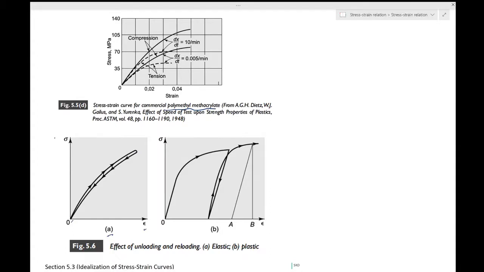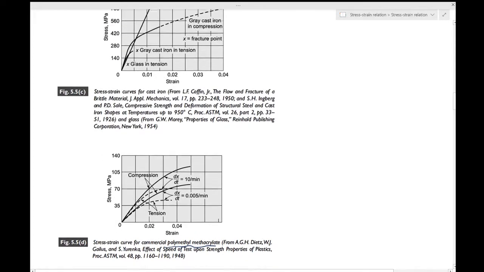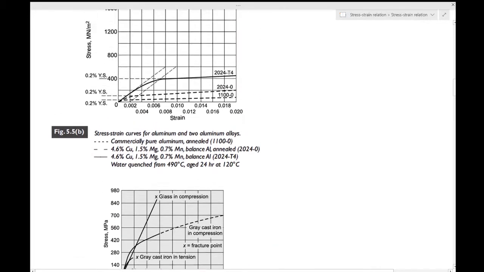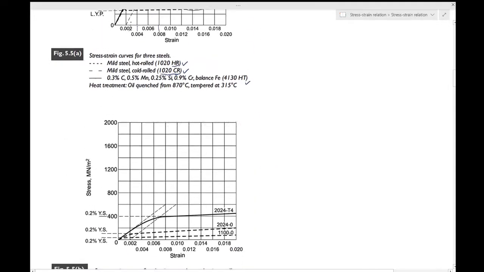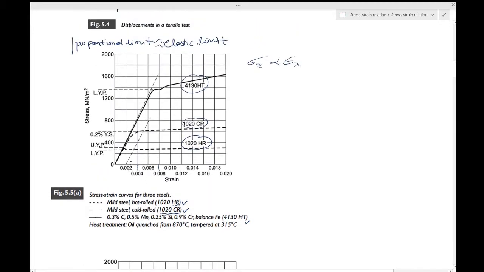Now, the not so good part about the proportional limit and the elastic limit is that we cannot find them precisely.